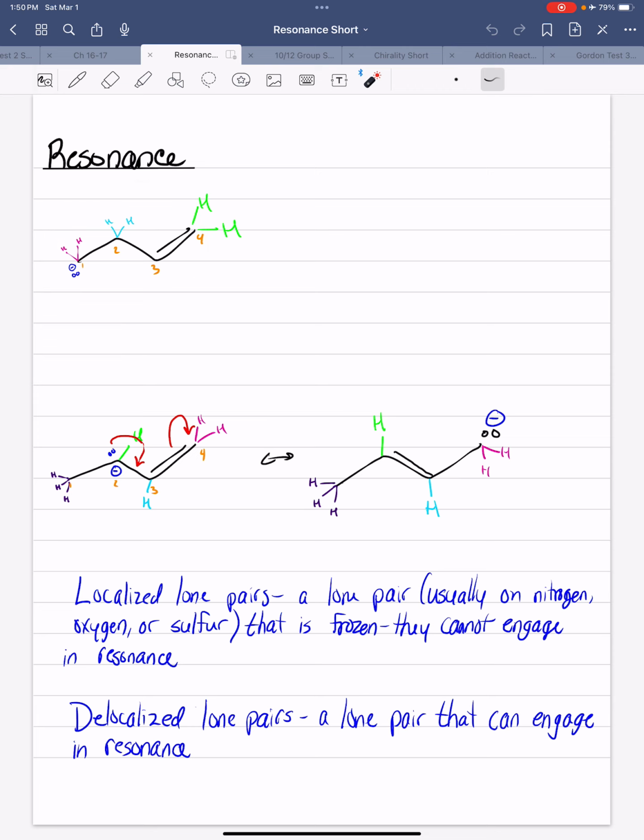Be a good chance to kind of segue into this localized versus delocalized concept of lone pairs. A localized lone pair is one we saw here. You'll see them on nitrogen, oxygen, sulfur most commonly. They're frozen in place. They cannot engage in resonance. A delocalized lone pair, just about always going to be in an allylic position. They can engage in resonance, okay, so they can move around.